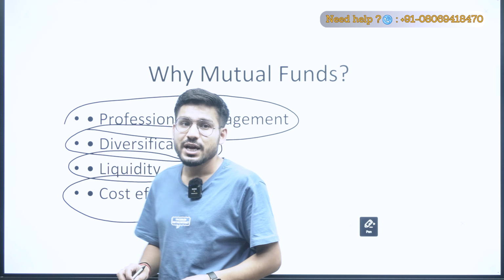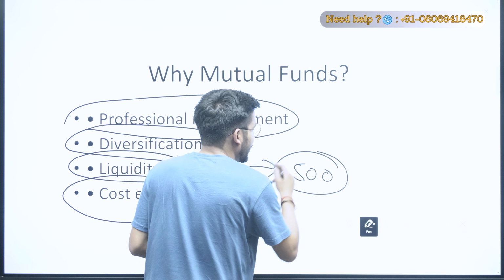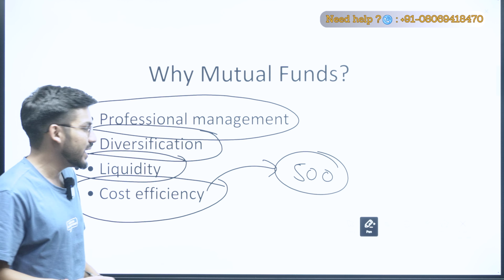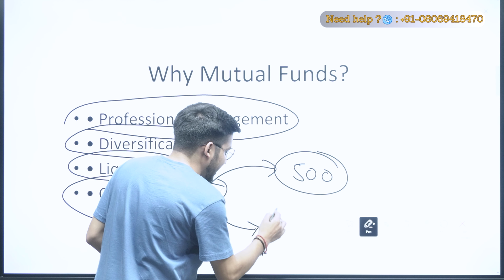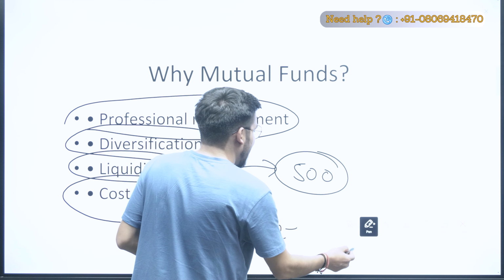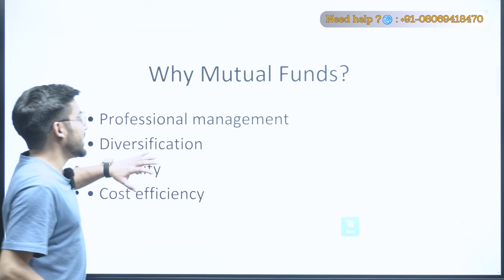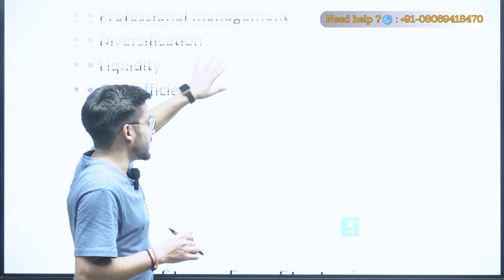Then there is cost efficiency. Why cost efficiency? Because of the minimum amount, you can start your mutual fund or SIP with 500 as well. At the same time, there is the benefit of compounding, so that will also be in your favor, right? So these are all the things that make it very attractive for you to choose mutual funds.